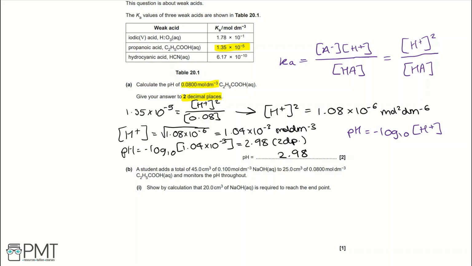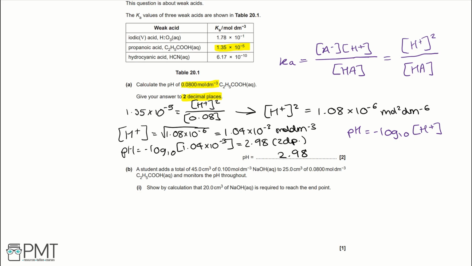To get the 2 marks for this question, you get a mark for working out the concentration of H plus correctly, so 1.04 times 10 to the negative 3 moles per decimeter cubed, and you get a mark for correctly working out your pH to 2 decimal places, so 2.98.